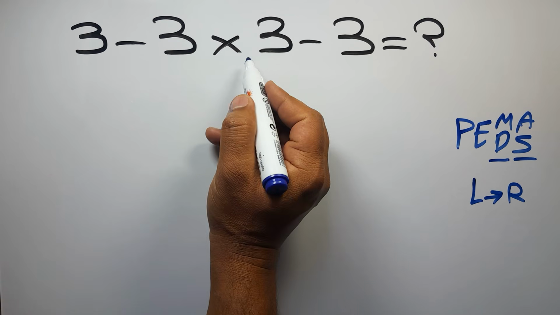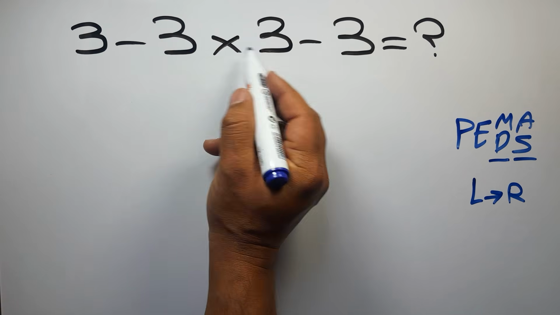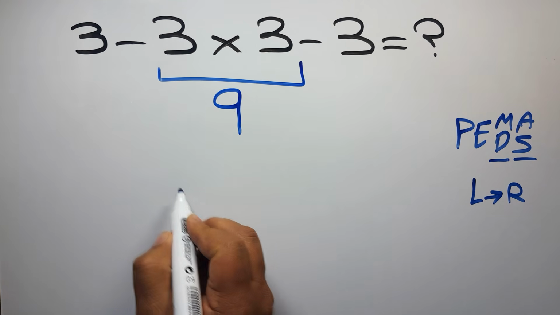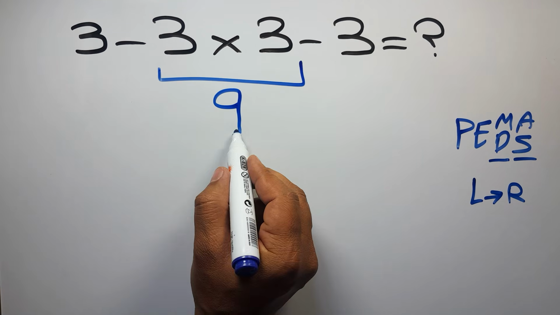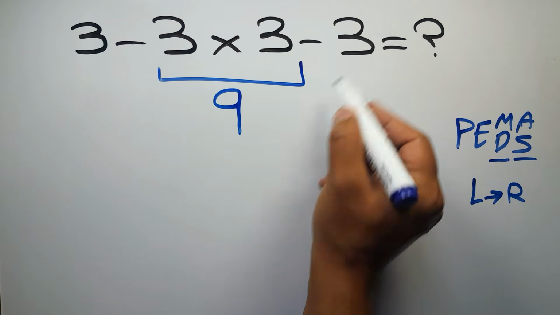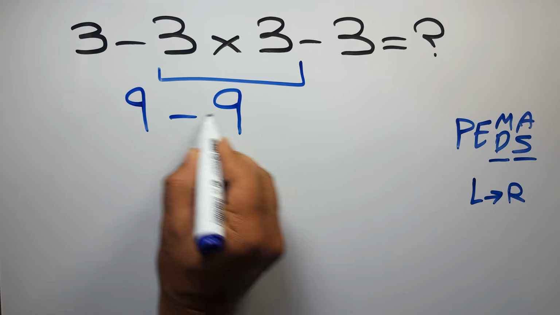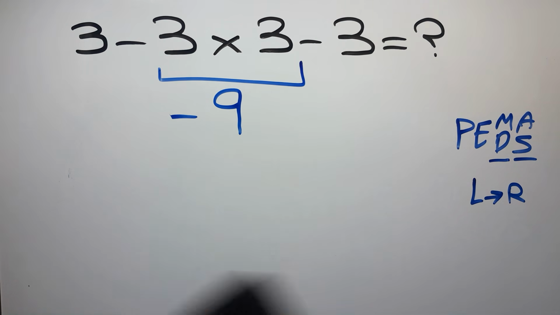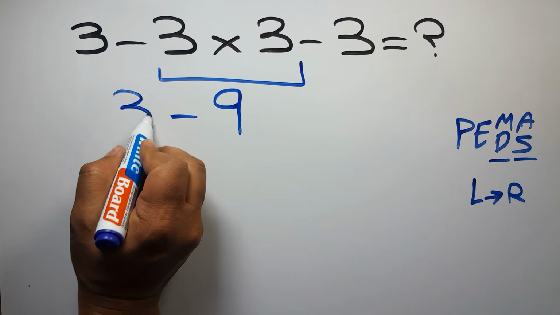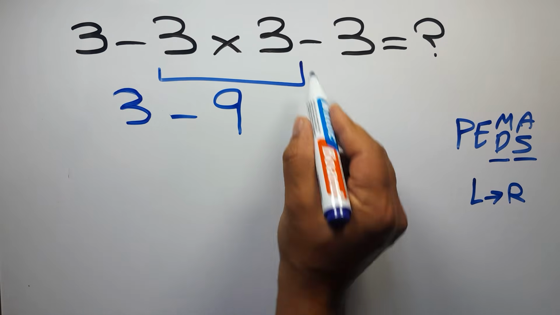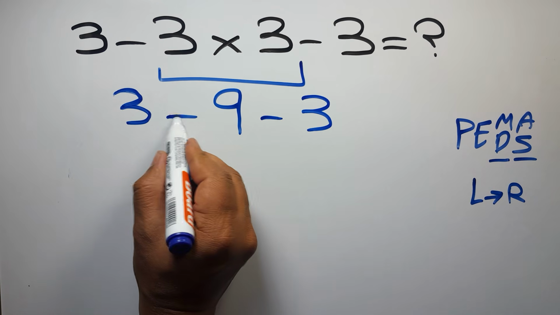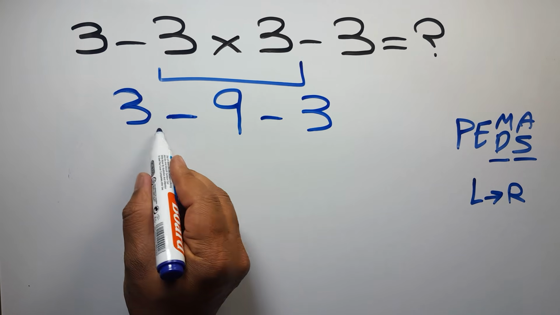So first we have to do this multiplication. 3 times 3 gives us 9. So we have 3 minus 9, then minus 3. Here we have 3 minus 9, then minus 3. Now we have to do this subtraction.